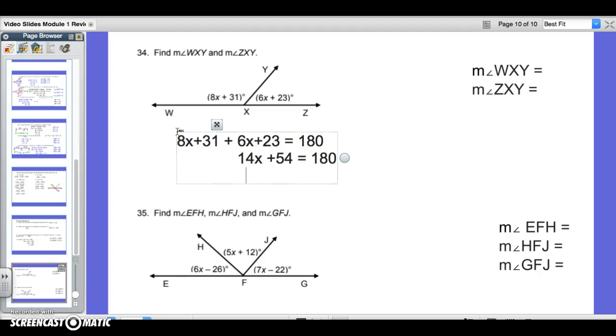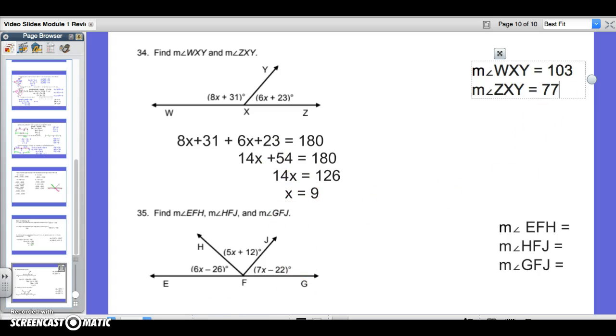Subtract 54 from both sides. You're going to get 14x is equal to 126. Divide by 14, and you're going to get x is equal to 9. Now you have to plug 9 back into this equation and figure out what each of these angles is. So when you do that, you get that WXY is 103 degrees, and you get that ZXY is 77 degrees.